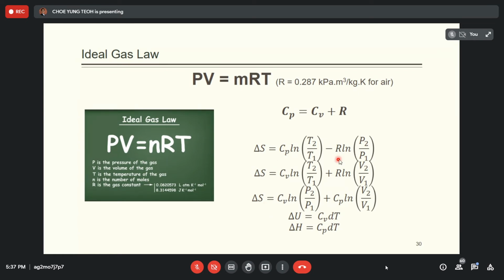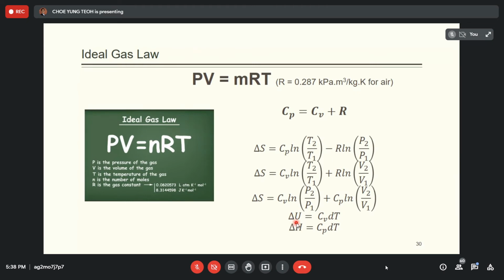If the question gives you Cp and R, then you use the first one. If the question gives you Cv and R, you use the second one. If the question gives you Cv and Cp, you use the third one. Of course, Cp, Cv, and R are convertible. As long as you have two of them, you can get the third one. This is to calculate the entropy, which refers to the irreversibility or disorder, how disordered and how bad the condition is.